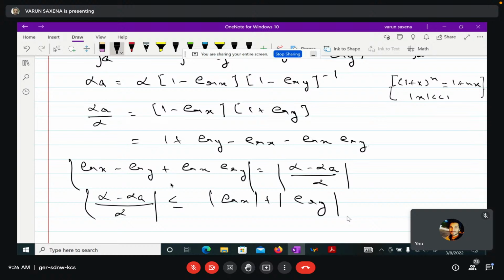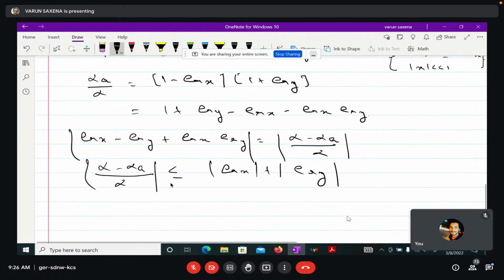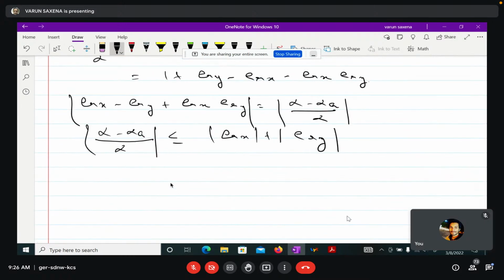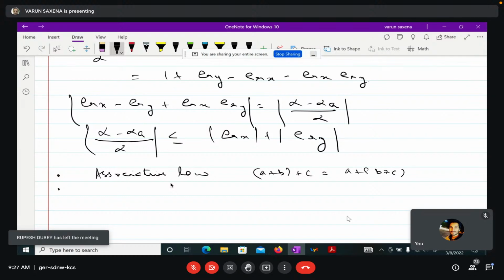Now, there is just a couple of things I want to mention. First of all, if you remember, there are two laws that are very popular, so to speak, when we do arithmetic. One is the associative law. The associative law says that (A plus B) plus C is the same as A plus (B plus C). Okay? So this is the associative law.